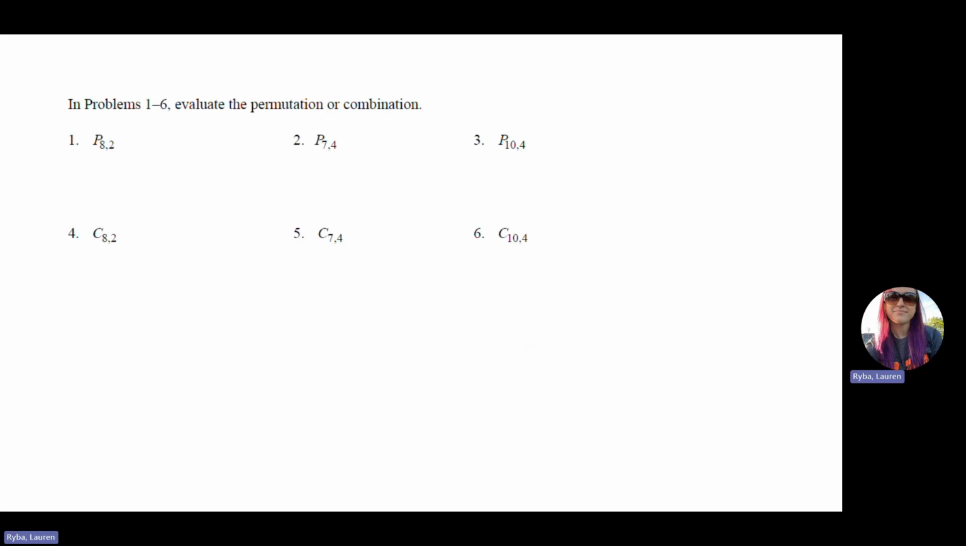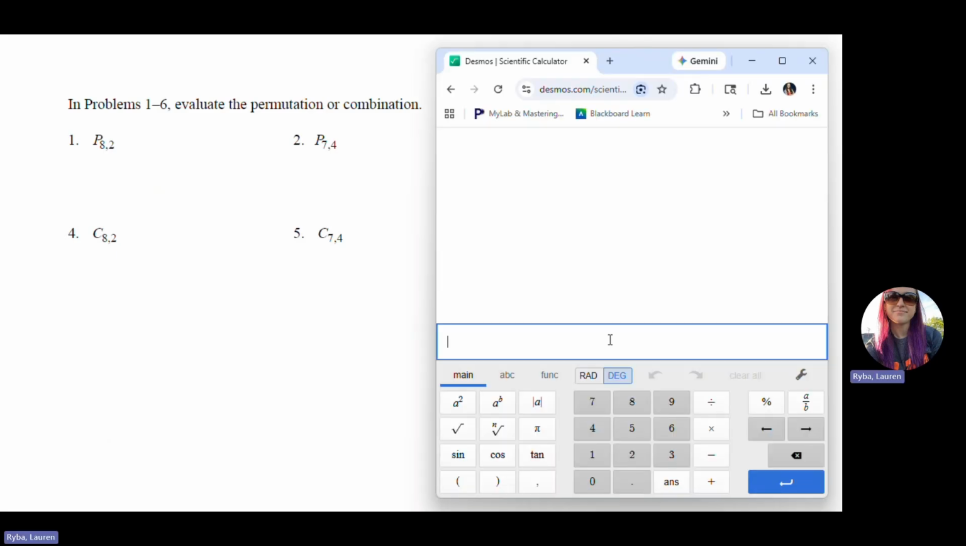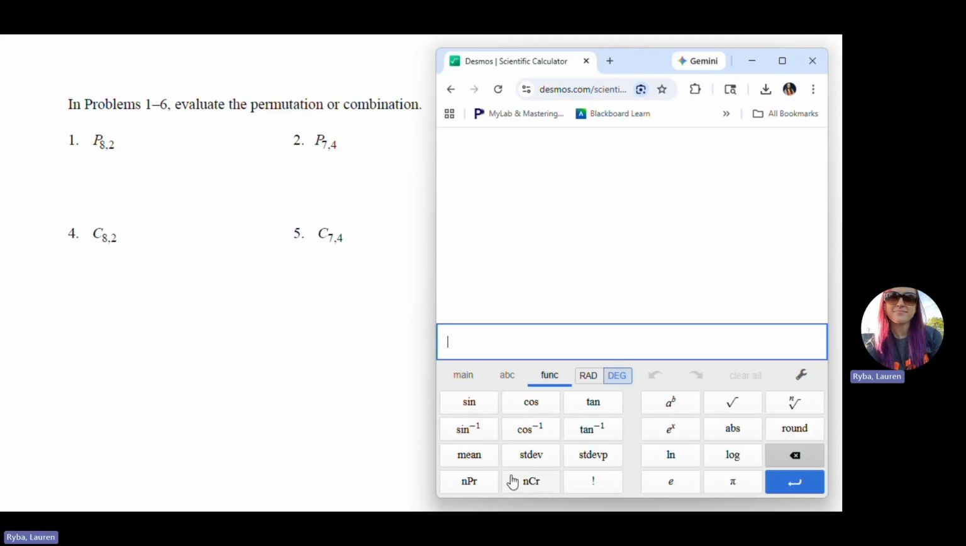you're just going to get the Desmos regular scientific calculator. If you don't know how it works, you can go to function and you can see it right here. So NPR, NCR. I can click this, and then it gives me parentheses to enter what is shown here, 8, 2. So 8, 2. And there's my answer.